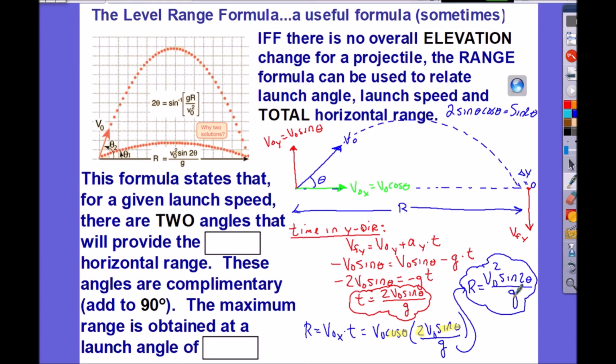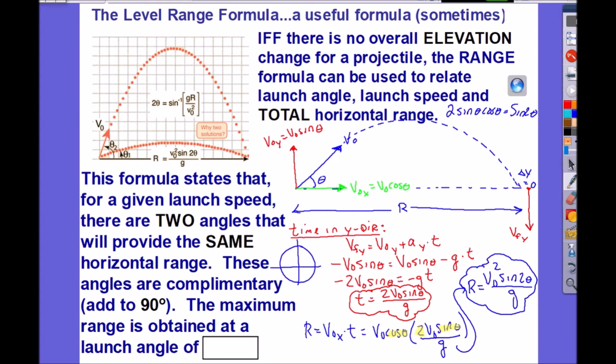Now this formula states that for a given launch speed, there are actually 2 angles that will provide the same horizontal range. It's a little bit of a mathematical principle to know that there's 2 angles that will give us the same sine value. Let's go ahead and take a look at that using a unit circle.